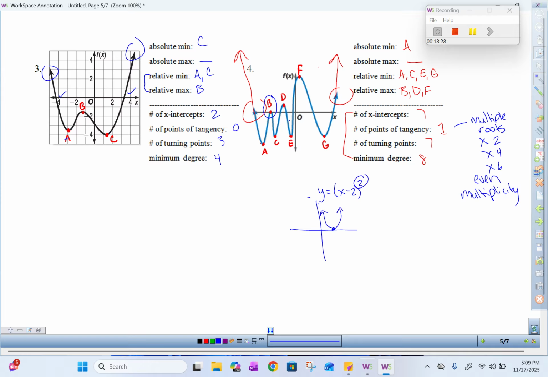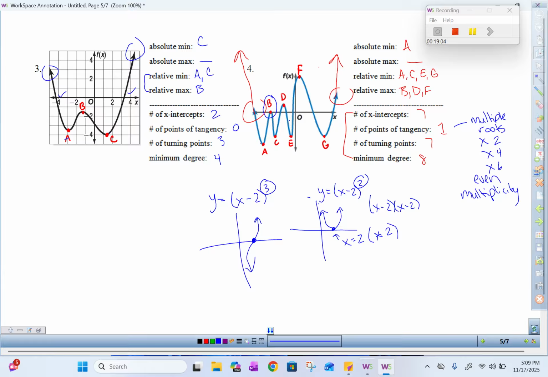This 2 tells me there are 2 x-intercepts. This factors out to x minus 2 times x minus 2, so the 2 counts for 2. So it has even multiplicity, so times 2. We could also think about y equals (x minus 2) cubed. But the graph of a cubic doesn't look like this turning point. It looks something like this instead. So this is not an even multiplicity. This is an odd multiplicity.